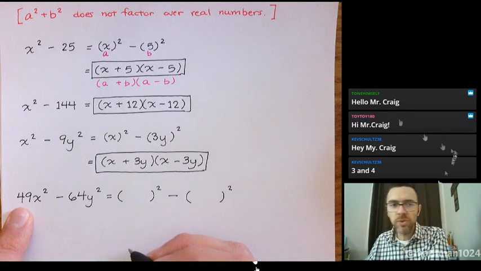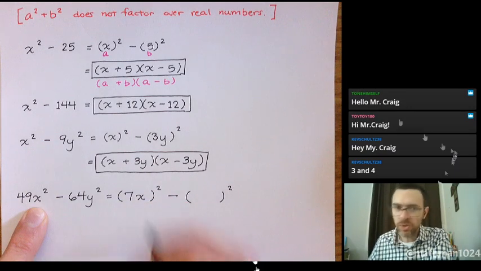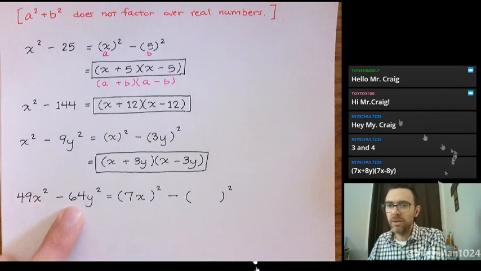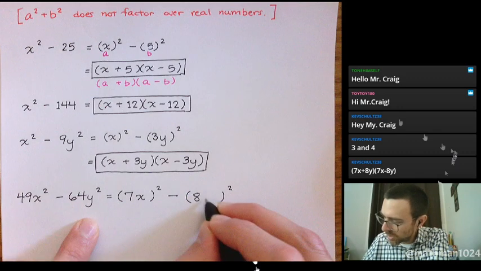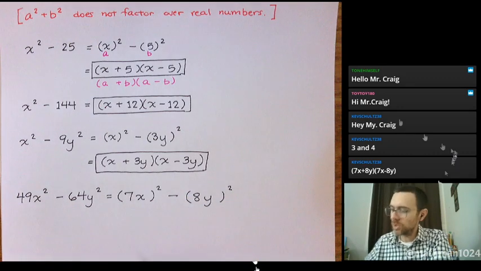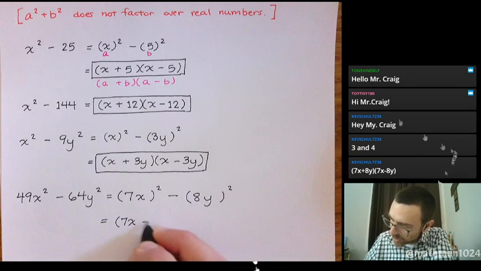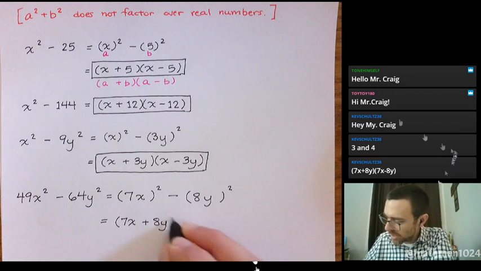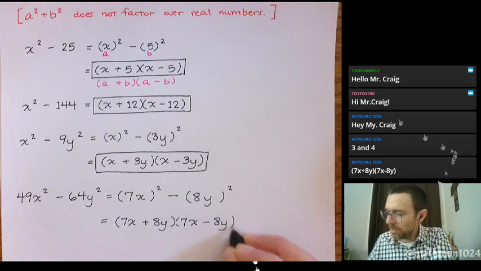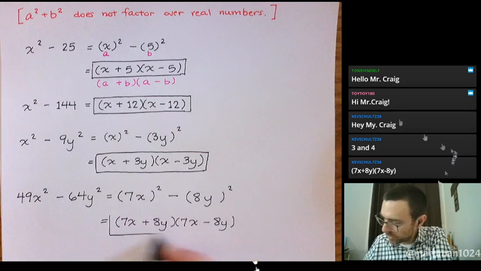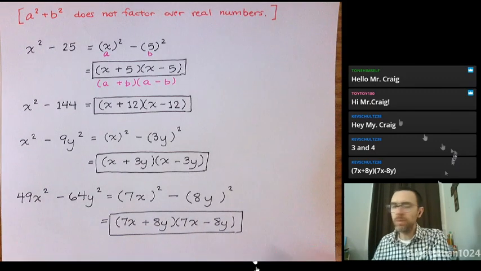So what would you have squared to get 49? 7, and you would have squared the x to get x squared. Thank you. There you go, Kevin. Kevin is on top of things. You would have squared 8 to get 64, and you would have squared y to get the y squared. And so once you have these pieces identified, that's 7x plus 8y, and then 7x minus 8y. So again, as long as you know your squares, we're going to be in very, very good shape.